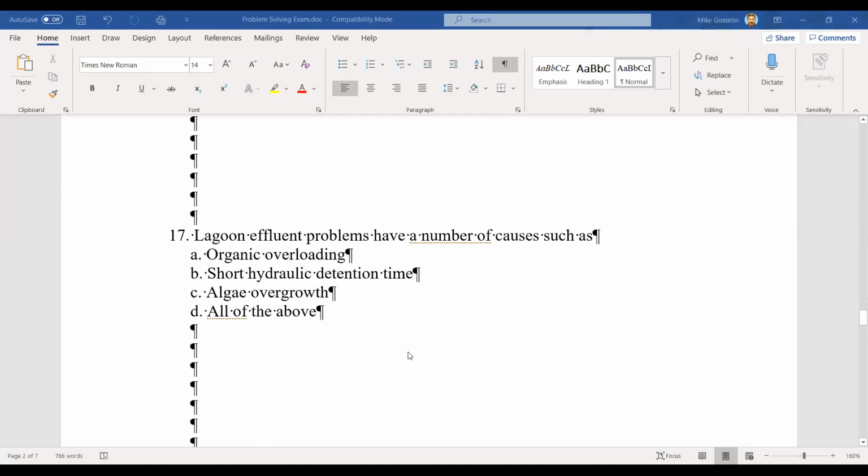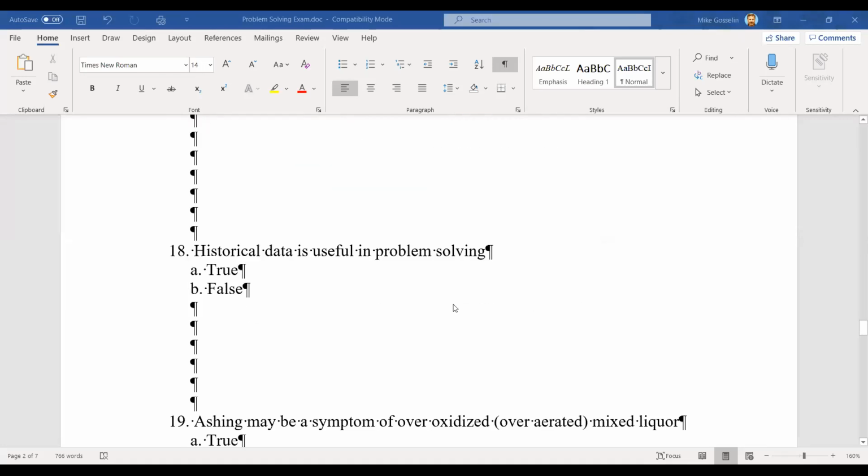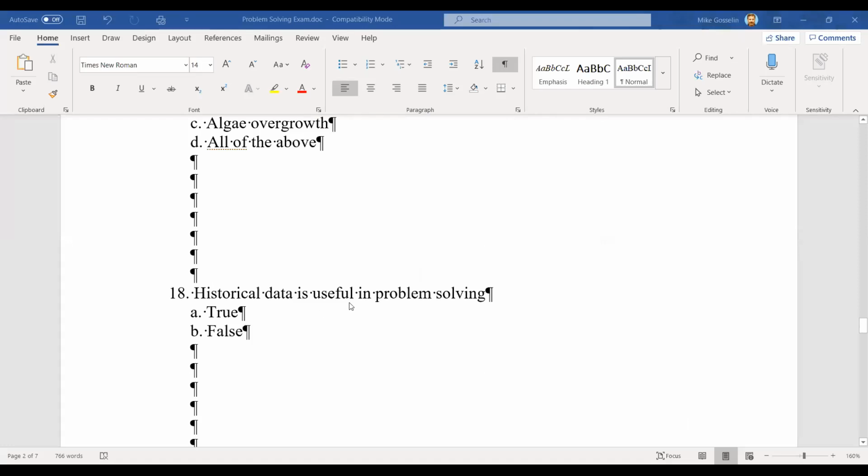Lagoon effluent problems have a number of causes, such as... Yeah, that's right. All of those, good answers, everybody. All of those could have a problem there. Historical data is useful in problem solving. Yeah, for sure. You bet it is.